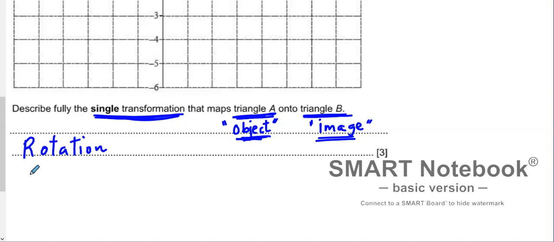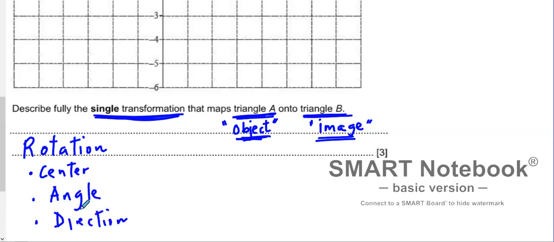Now, if it is rotation, we have to state the center of rotation, we have to state the angle, and we have to state the direction, whether clockwise or anti-clockwise. So we have to specify this direction. Is it clockwise or anti-clockwise?